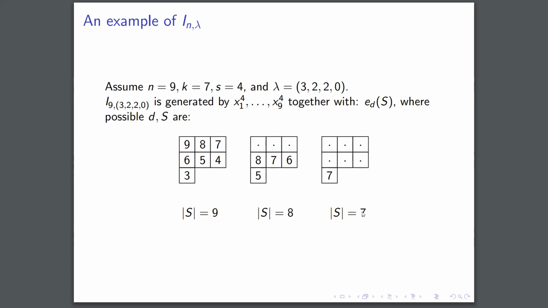Now, if s has size 7, then we just do this again, but now we skip 2 rows, and the only possible d is 7. For smaller s, we just cannot create any possible d's. Okay, so now we have many EDS together with these monomial powers. They generate an ideal called In lambda. And you can see that this ideal is, of course, Sn invariant. With that, Rn lambda is the quotient and Vn lambda is the harmonic space.